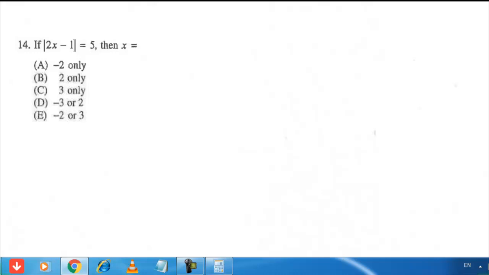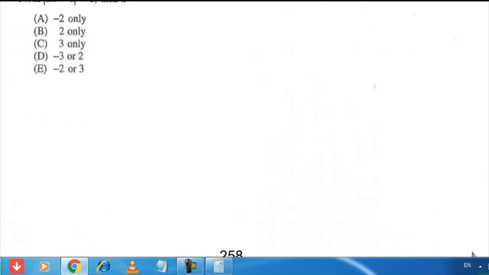And now that one is number 14. It is talking about the absolute value. You know, for any number inside the absolute value, if it's negative, it's going to become positive. So at that time, 3 multiplied by 2 is 6, minus 1 is equal to 5. But also negative 2 multiplied by 2 is negative 4, minus 1 is equal to negative 5. But inside the absolute value, it's going to be 5 also.